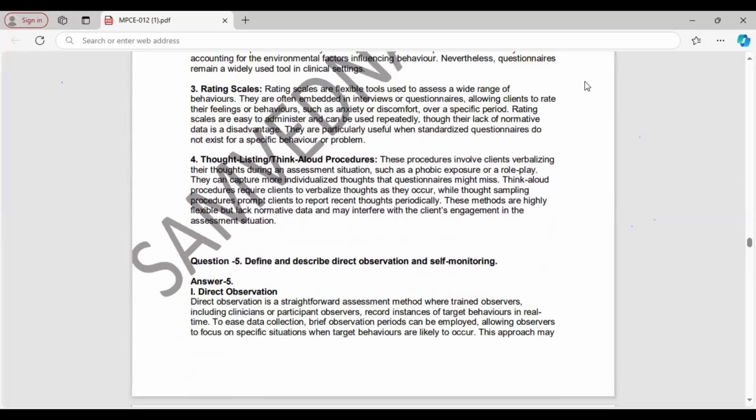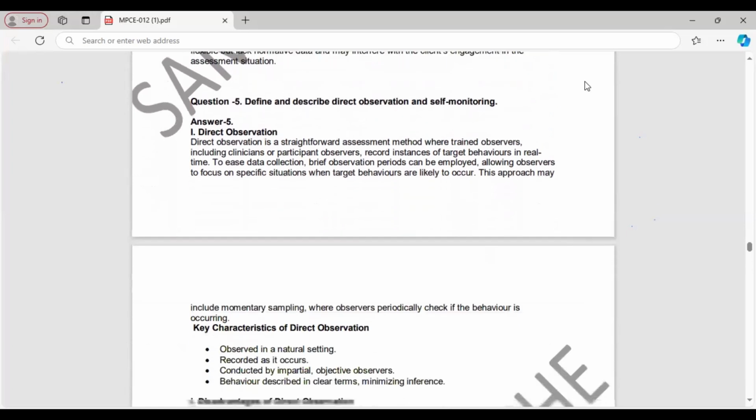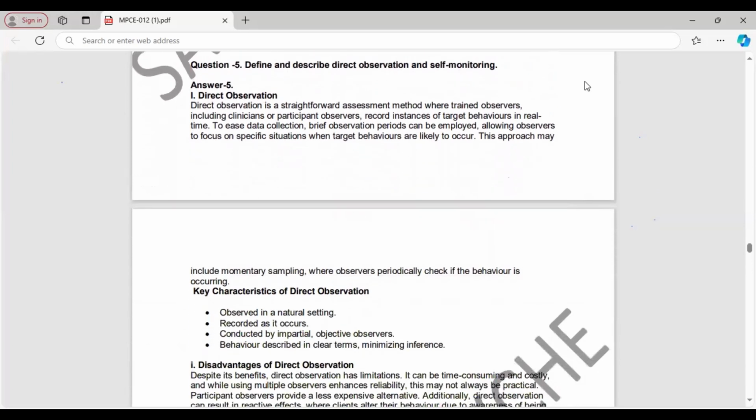Question 5. Define and describe direct observation and self-monitoring. Direct observation is a method in which trained observers record target behaviors in real time. This may involve brief observation periods or momentary sampling to check for behavior occurrences.